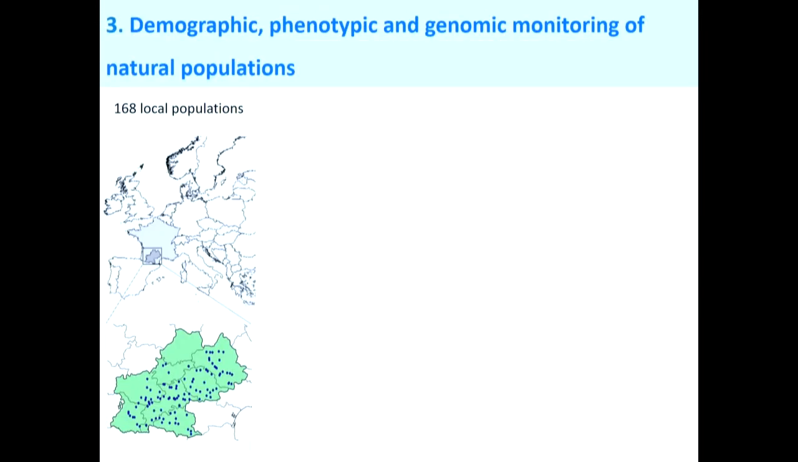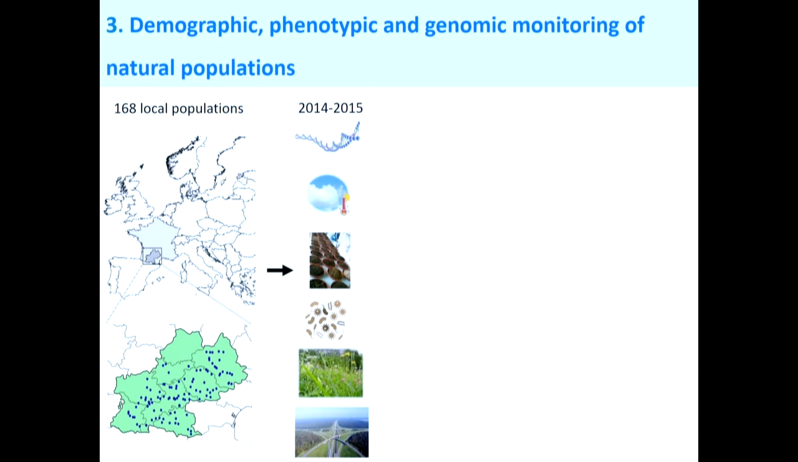And finally, last slide. This is something that we started in the team about 9 years ago: a demographic, phenotypic, and genomic monitoring of natural populations. We identified 168 local populations in the southwest of France. We characterized them in 2014 and 2015 at the genomic level, for the climate, the soil physicochemical properties, the microbiota in the soil, the root, and the leaf, the plant community, but also the level of urbanization.